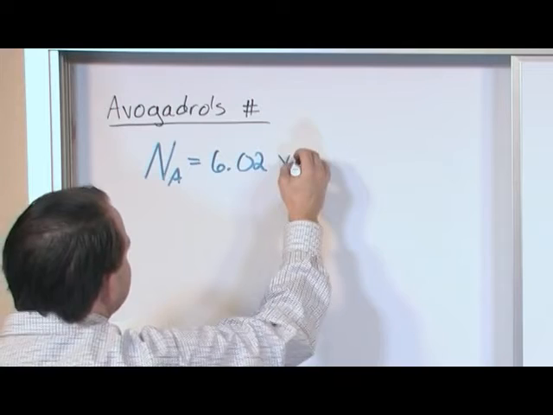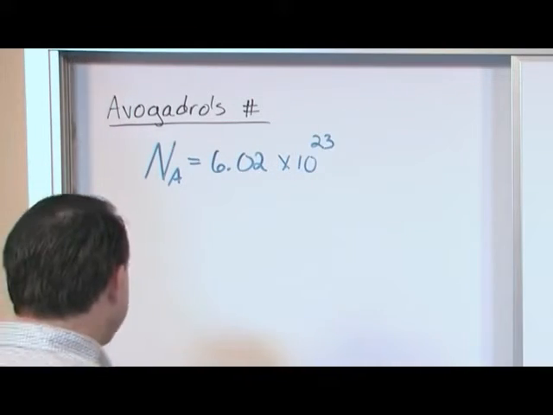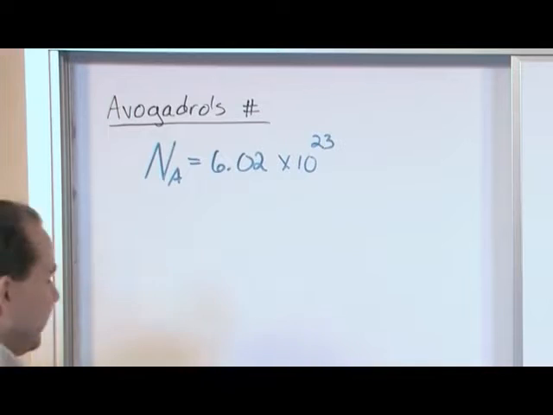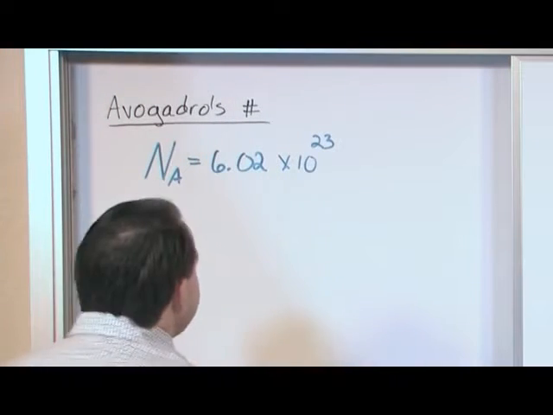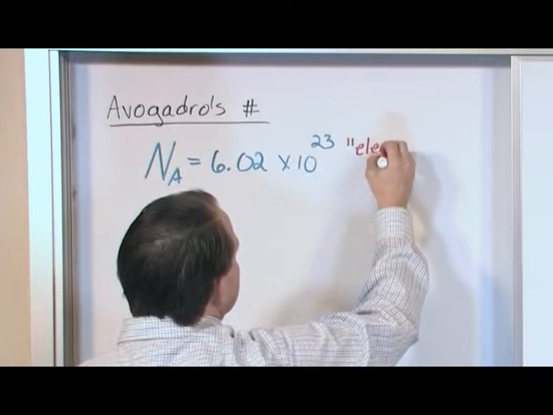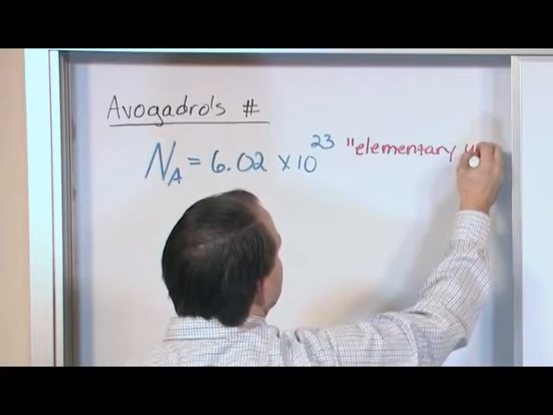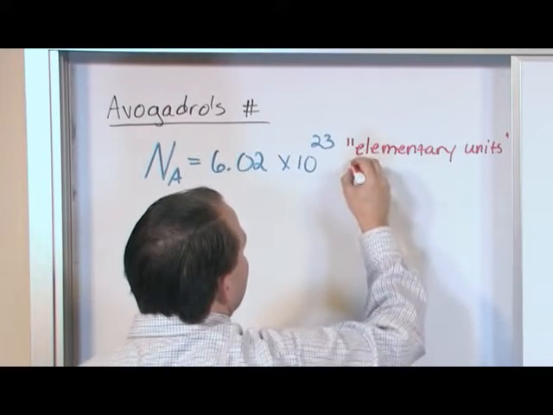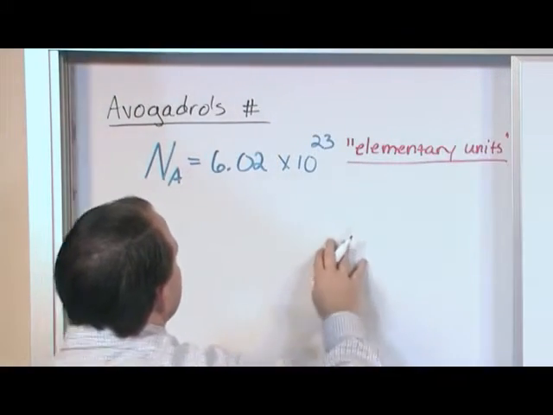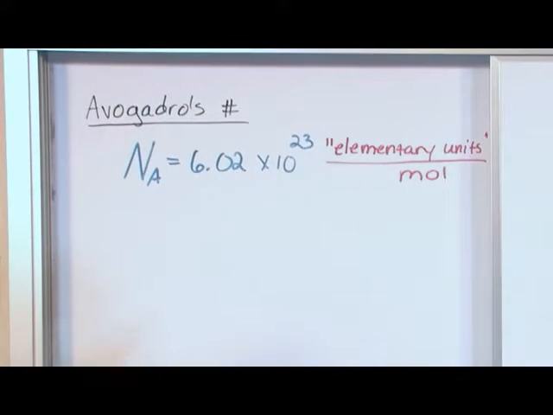6.02 times 10 to the 23rd. Now, this is a big number, 6.02 times 10 to the 23rd, what? What it means is, and I'm going to change colors to write the units, and I'm going to put it in quotes, elementary units per mole. So it is defining what a mole is.